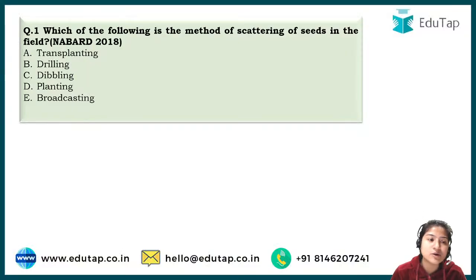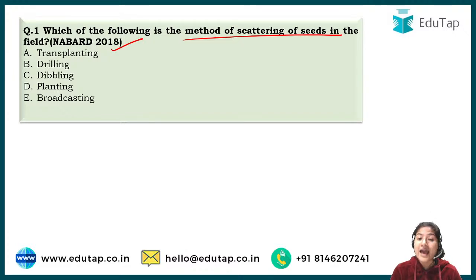Now come to question number 1, which asks, which of the following is the method of scattering of seeds in the field? This question has been asked in your NABARD 2018, and we have done this particular question before. But one thing that I want to tell you is, the questions that we are doing in this series are to make you familiar with the basic terms and what topics are important. What I suggest is that after every lecture, just go and revise only those topics that I have taught. This will help you in the preparation.